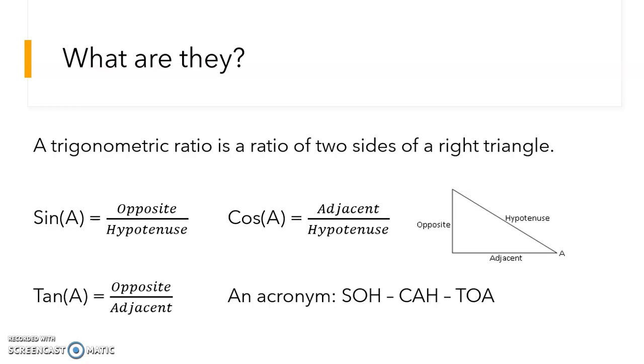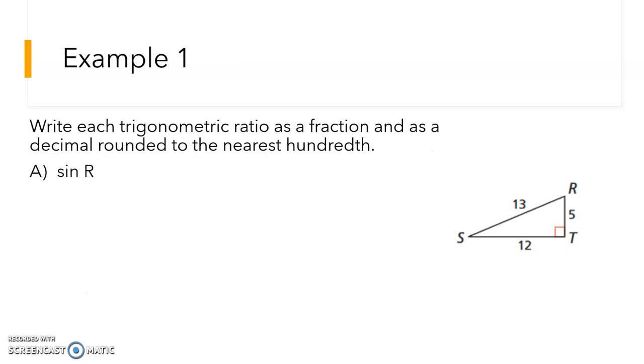Let's look at an example where we actually apply the ratios. In example 1, they ask us to write each trigonometric ratio as a fraction and as a decimal rounded to the nearest hundredth. So in this triangle, they want us to find the sine of angle R. So remember, you find the angle first, and from here, you have to think about which sides you need. Okay, the 5 is the adjacent, the 12 is the opposite, and the 13 is the hypotenuse because it's across from the right angle. So see if you can figure out what that ratio should be, and then check your answer.